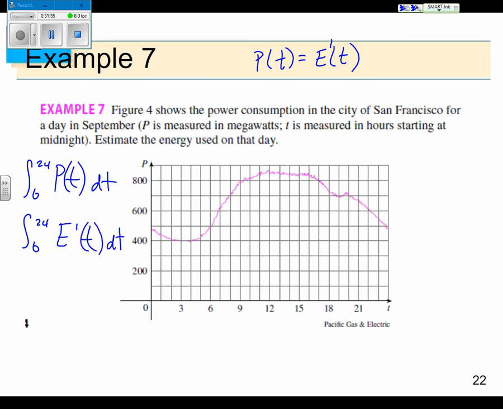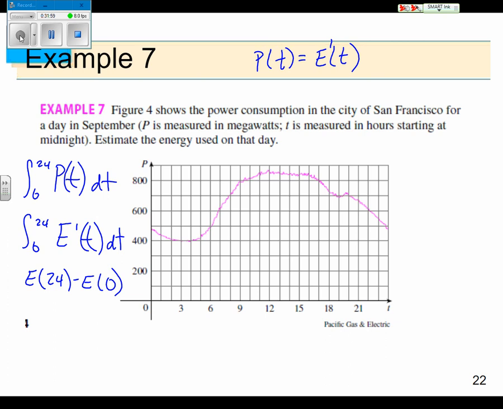Okay. Which we know is just going to be the energy used, the net change in energy used from 24 hours to 0 hours. Now, they don't give me a nice function to integrate on this one. So I'm going to have to go old school on this. You're going to have to draw rectangles. Right? And so I'm going to try to use midpoints.